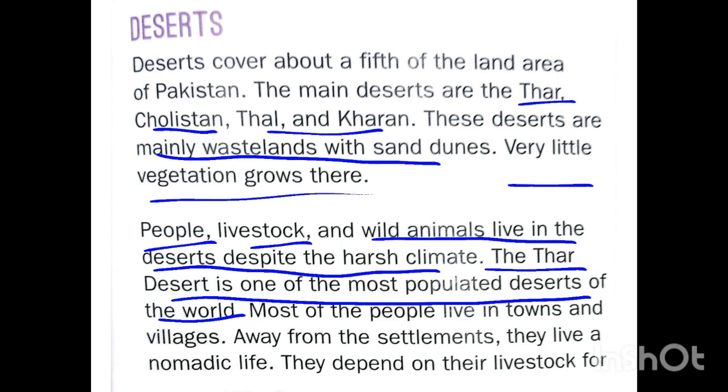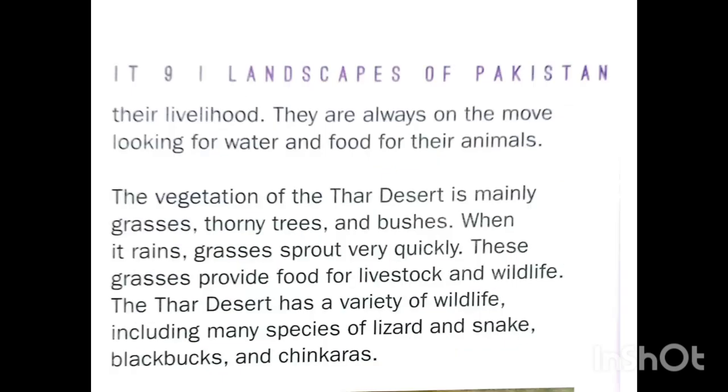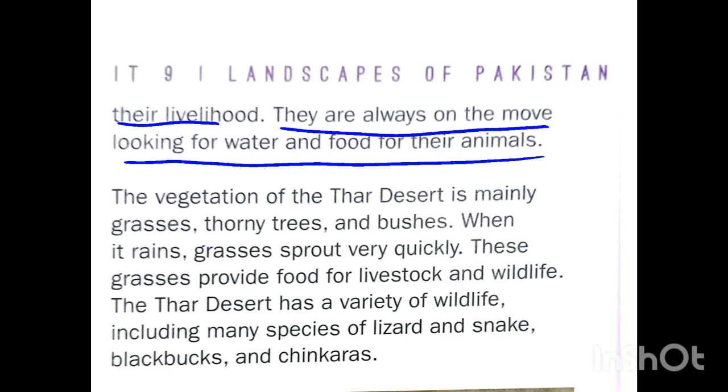The most populated desert, meaning the desert with the largest population, in Pakistan is the Thar desert, and in the world too it is considered the most populated desert. Most of the people live in the towns and villages. Away from the settlements, they live a nomadic life. They depend on their livestock for their livelihood. They are always on the move looking for water and food for the animals.